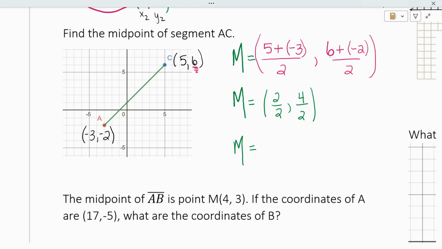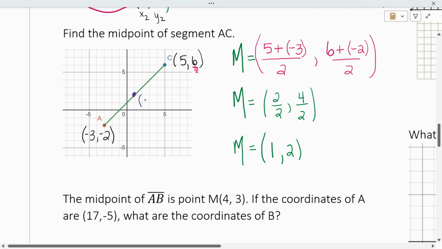Okay, Victoria, what's 2 over 2? 1. And what's 4 over 2? Perfect. Let's plot that. Does it look like the midpoint would live right here at the ordered pair 1, 2? I think it does. What do you guys think? Yeah, I think so.